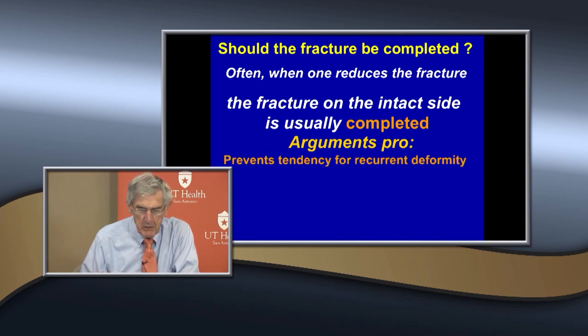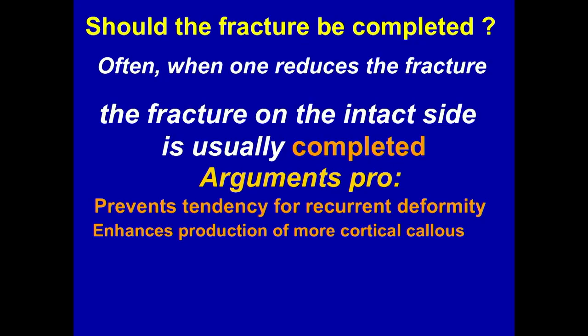And the arguments pro are, it gives you a little bit less chance of getting recurrent deformities. Because if you got plastic deformation on one cortex, it has a tendency to recur a little bit. Secondly, the fractures that are most predisposed to fail are green stick fractures, because they have incomplete callus. They have callus only on the fractured side, only on the tension side. So if you complete it, then you have a lot more callus, and so you have less chance of refracture.